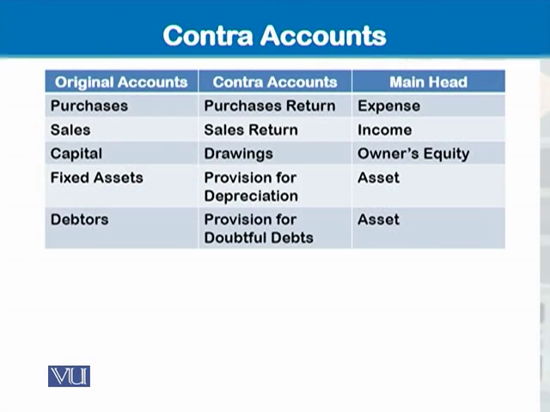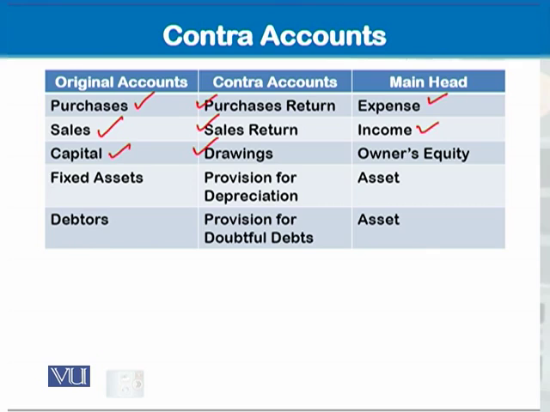account. Let's see, there are few contra accounts which behave opposite to their original accounts. Like I have discussed, purchases return. It is contra to purchases, belongs to expense main head. Sales return, contra to sales, belongs to income. Drawings, contra to capital, belongs to owner's equity. Provision for depreciation, contra to fixed asset, belongs to assets. And provision for doubtful debts, contra to debtors, asset.